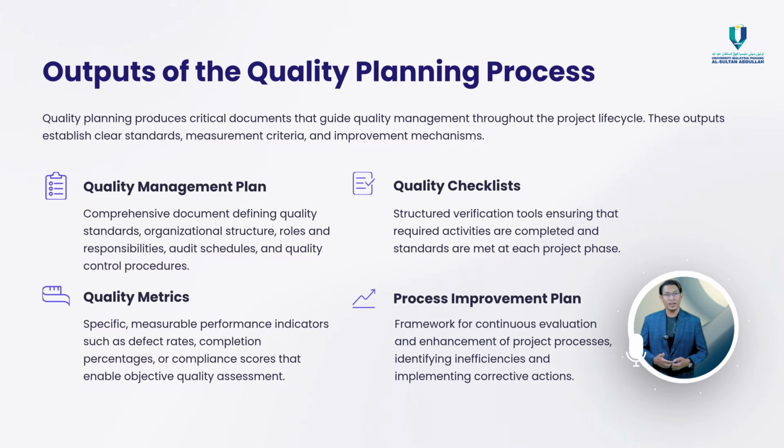Consider a residential high-rise construction project. The quality metrics may include concrete strength, plumb tolerance, and waterproofing performance. The quality checklist would guide daily inspections on site. The process improvement plan might introduce more frequent quality audits or the use of new materials to prevent rework.